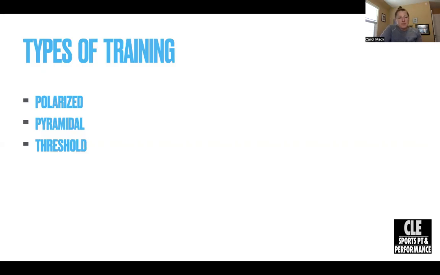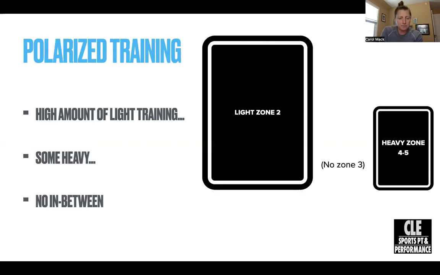So types of training. There's a couple here that I want to talk about. There's polarized, there's pyramidal, and then there's threshold. We're going to spend the majority of the time talking about polarized and pyramidal for today.